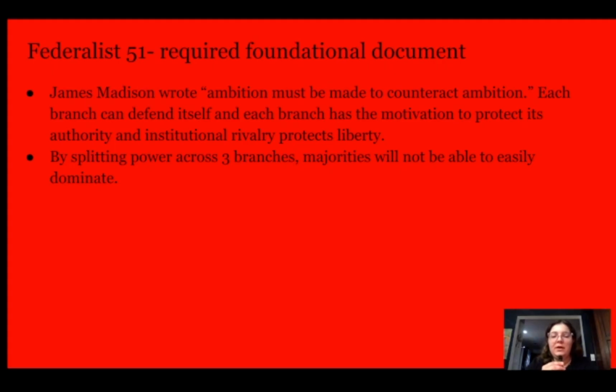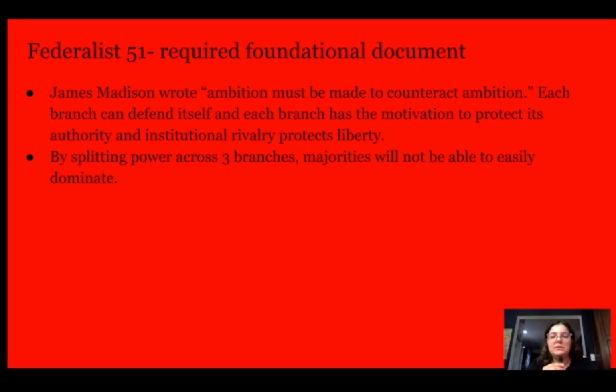Federalist 51, which I have mentioned in previous videos, was written by James Madison. This is a required foundational document, and it aligns perfectly with the idea of separation of powers and checks and balances. One of the most famous lines Madison wrote is, "Ambition must be made to counteract ambition." What he was saying was that each branch can defend itself, and each branch has the motivation to protect its authority, and institutional rivalry protects liberty.